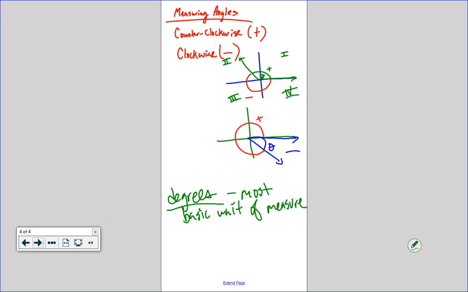So if you take a clock and you take each one of those second marks on the clock, that little sliver is technically a degree of that circle. Okay? But that's where the concept comes back to.